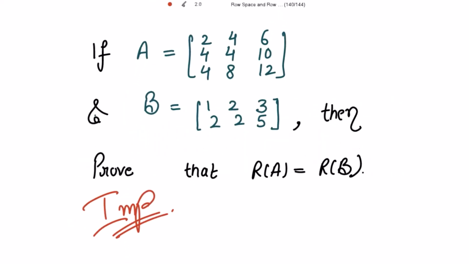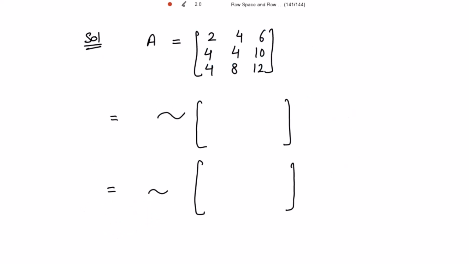This is a very important example. Here two matrices are given to us, A and B, and we need to prove that the row space of A is equal to the row space of B. For that, first we find the basis for the row space of A, and then we find the basis for the row space of B. And then we need to check whether the bases of the row spaces of A and B are equal or not, right? Okay.